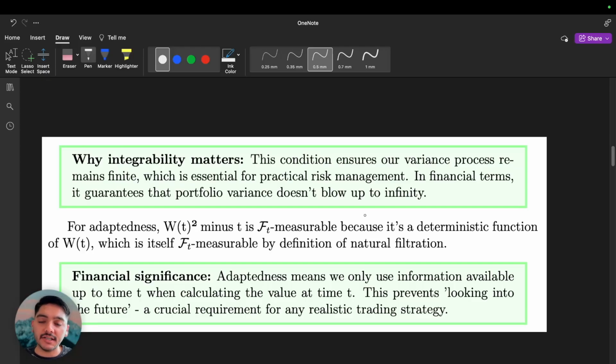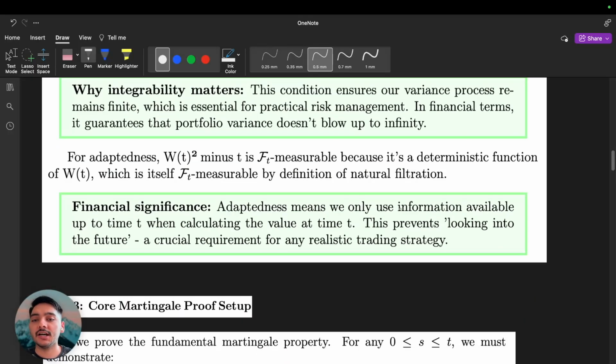For adaptiveness, Wt² minus t is Ft measurable because it's a deterministic function of Wt, which itself is Ft measurable by definition of the natural filtration. The financial significance of this is that adaptiveness means we only use information available up to time t when calculating the value at time t. This prevents looking into the future, a crucial requirement for a realistic trading strategy.